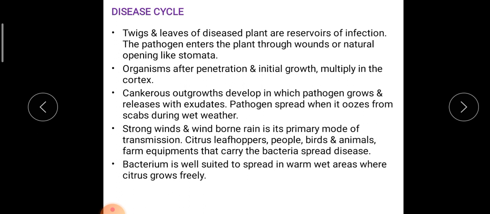The bacterium is well known to spread in warm, wet areas where citrus grows freely. This bacterium is suited to spread very well under warm conditions.